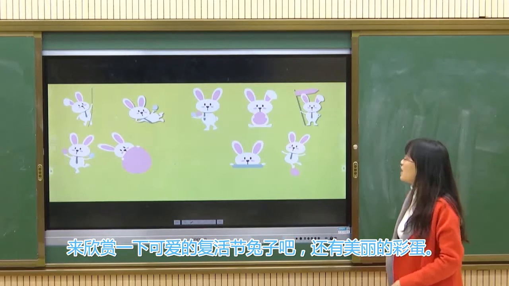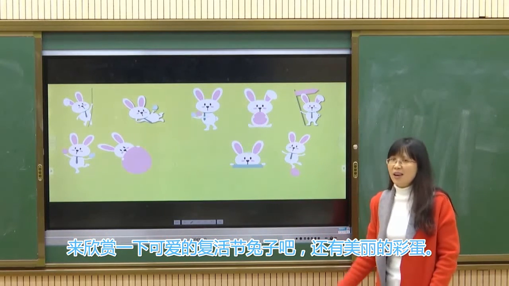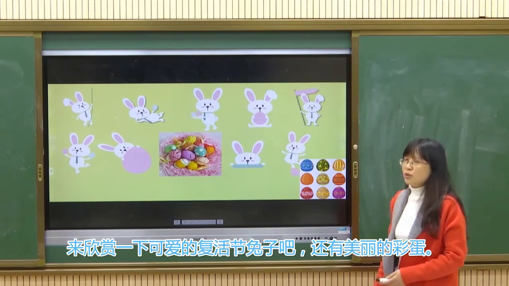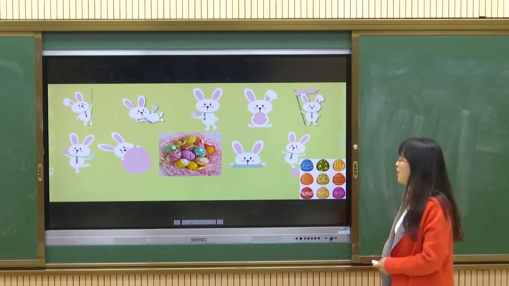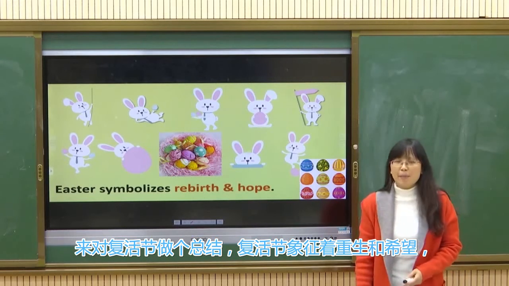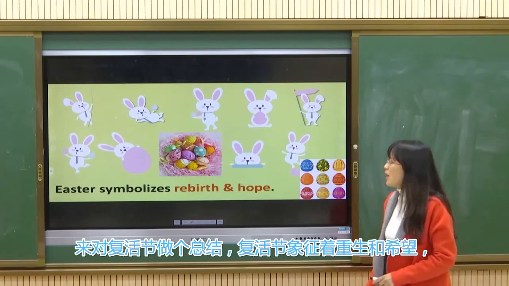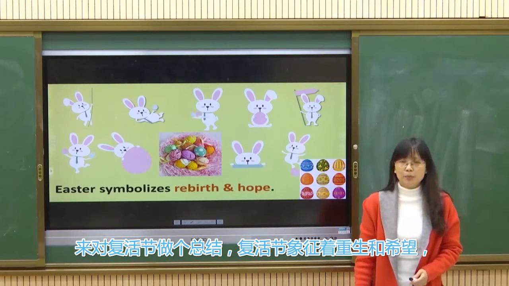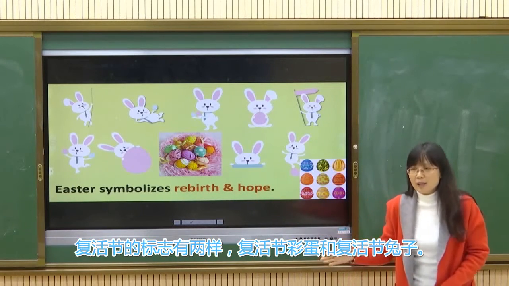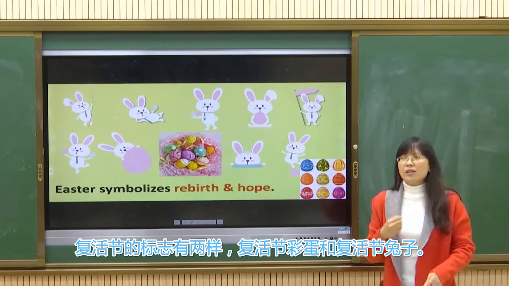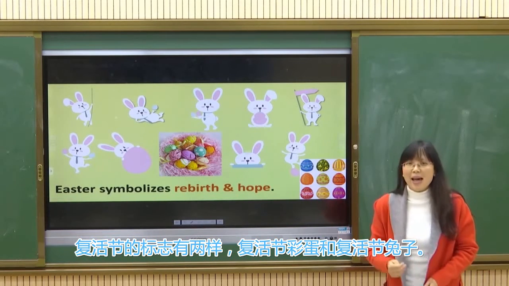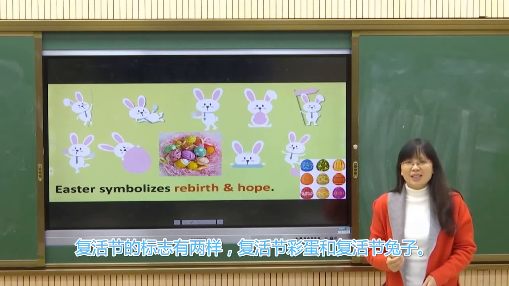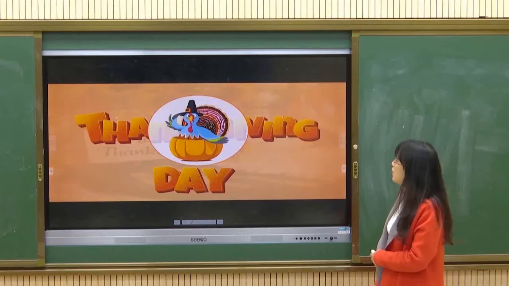And then let's look at some pictures of the lovely bunny, okay? And very beautiful colored eggs. Okay, let's draw some conclusions about Easter Day. Easter Day symbolizes rebirth and hope. And the symbols of Easter Day are colored eggs, that is Easter eggs, and the Easter Bunny, okay? Let's go on.